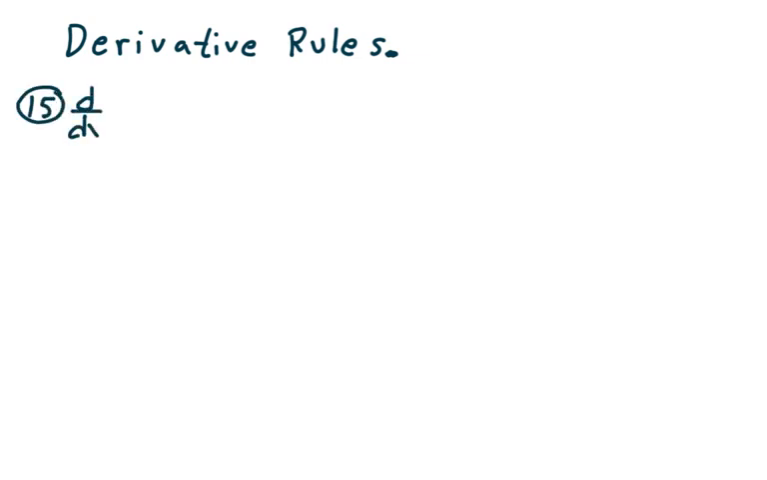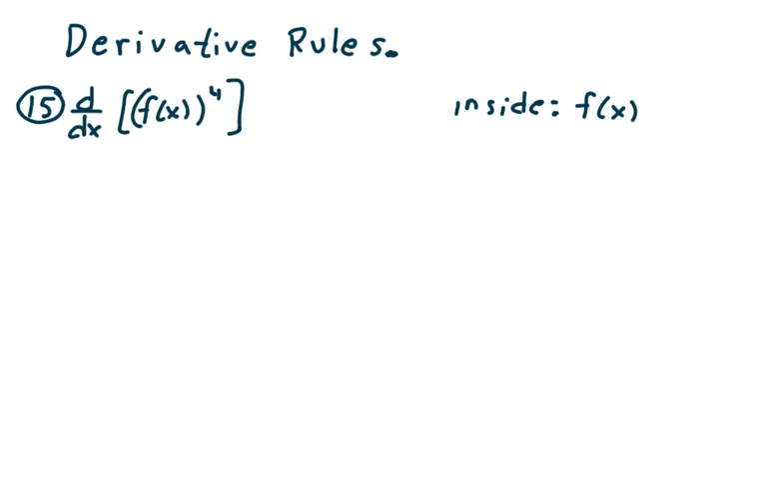Suppose I want to differentiate f of x raised to the fourth power. So here's the deal. What's inside? The inside is going to be f of x. That's the innermost function. What's the outside? The outside is x raised to the fourth.